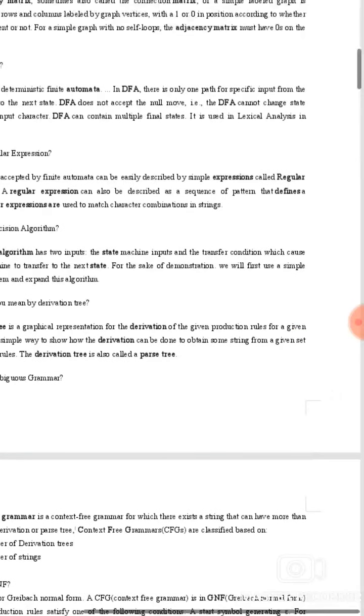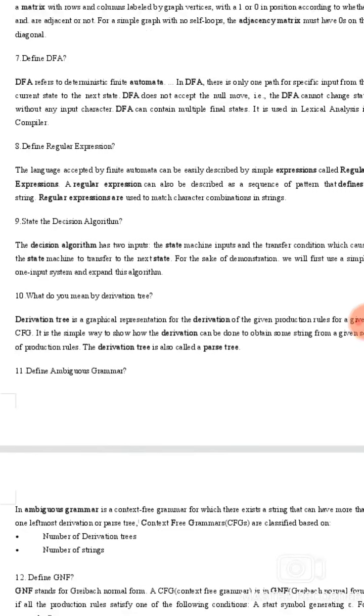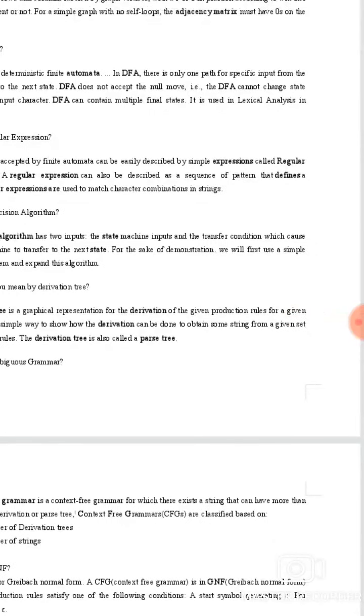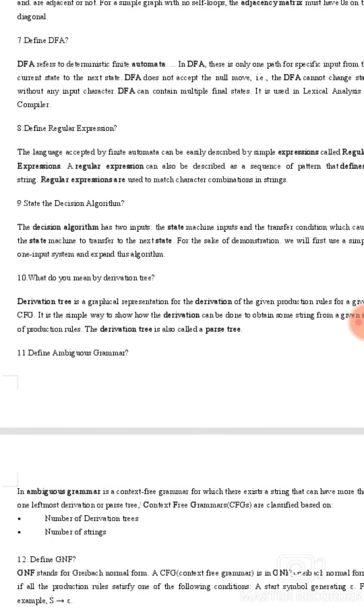In DFA, there is only one path for a specific input from the current state to the next state. DFA does not accept the null value. The DFA cannot change state without any input character.